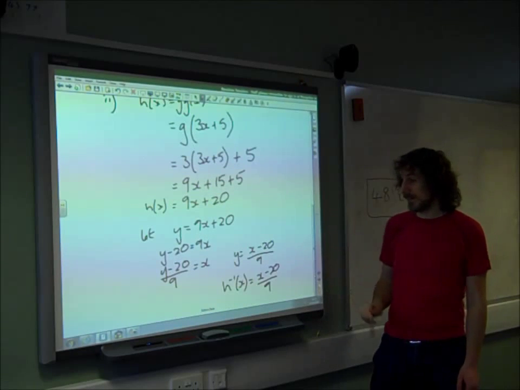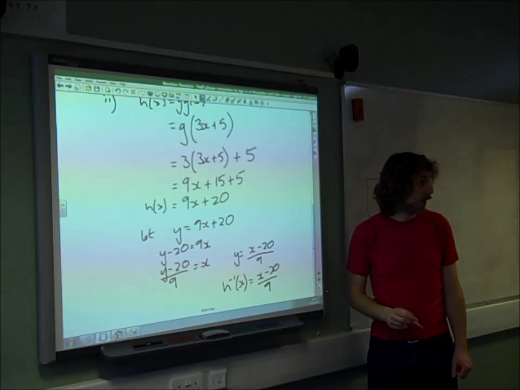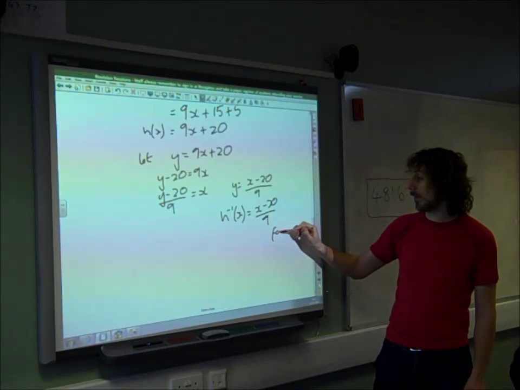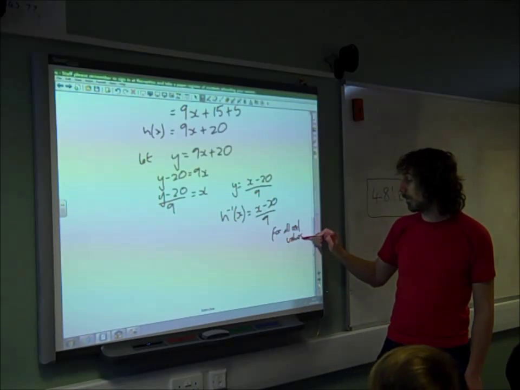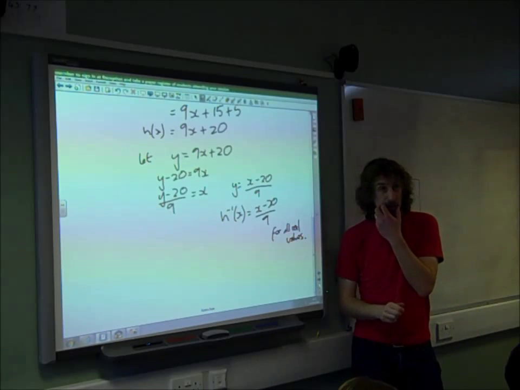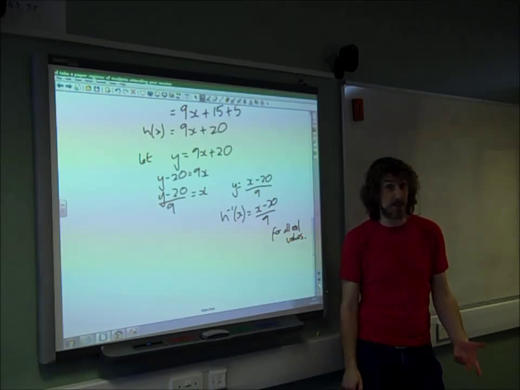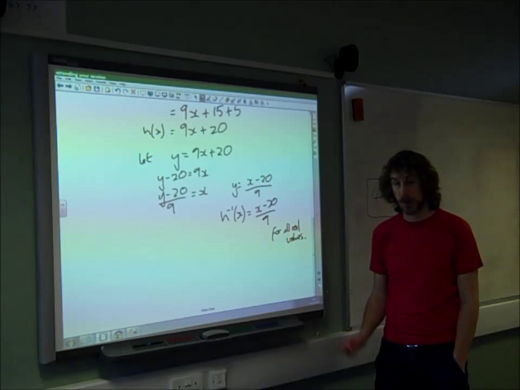Okay, and it's defined for all real values. The original was defined for all real values, so there's no problems with the domain or anything. This would just be for all real values. And it's good practice, whenever you're defining a function or its inverse, to say what the domain is. In this case, you probably wouldn't have got any credit for doing that, but it's there.